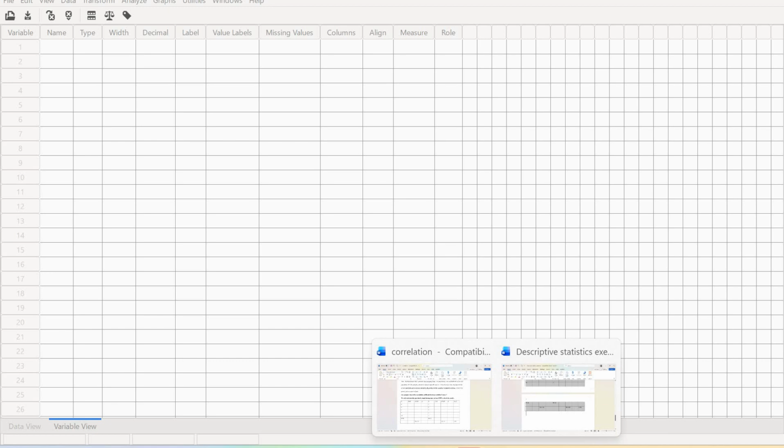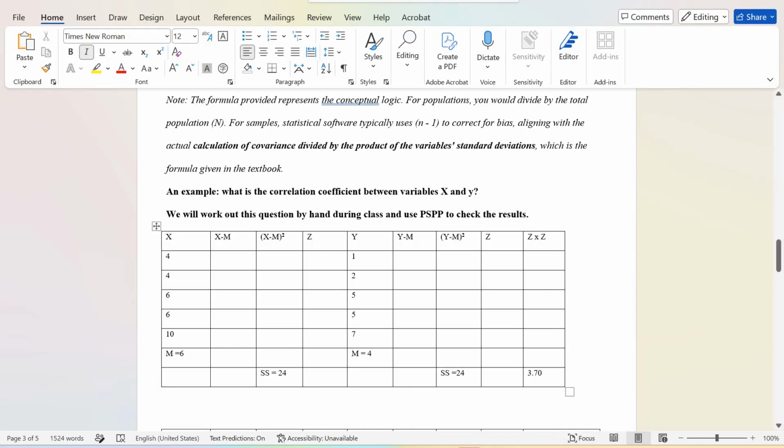I'm going to enter the data. Here's a research example. We're going to work out joint class. We have two variables, x and y. 1, 2, 3, 4, 5, 6. 6 people in each group.